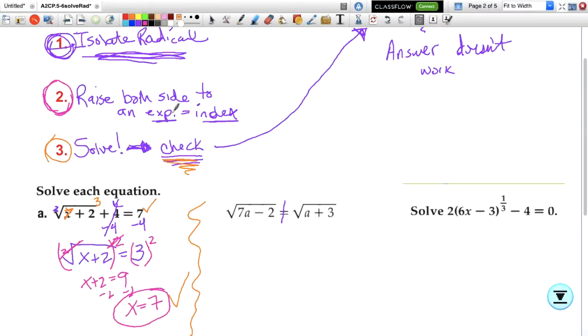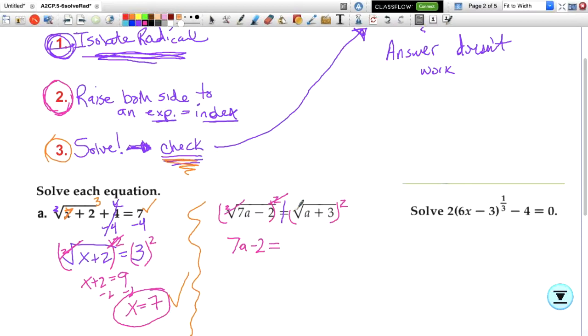My next step is to raise both sides to an exponent that's equivalent to the index. Again, there's no index shown, so I can assume it's a 2. So I'm going to square it. What I do to one side, I have to do to the other. Those cancel, which means I'm left with just 7a minus 2. Algebra 1 of you loves that, right? It's nice and easy. I have an equal sign.